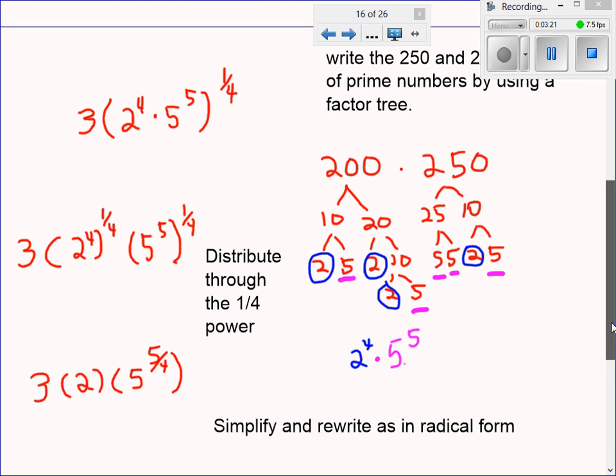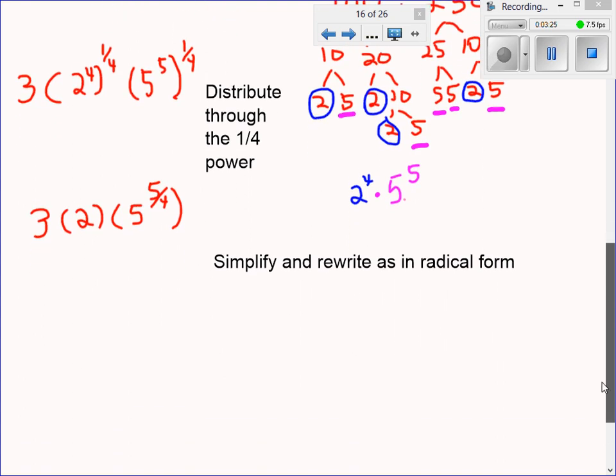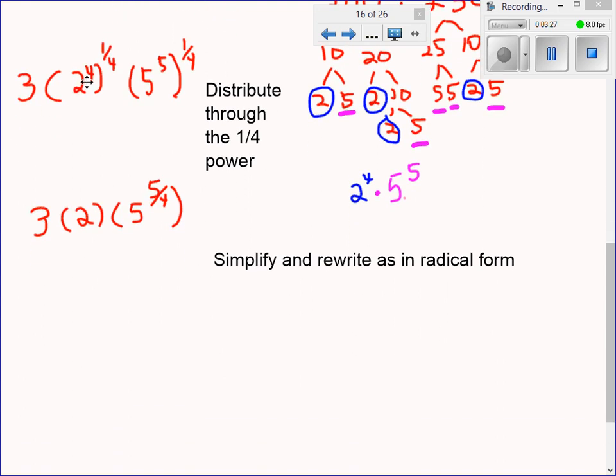Next, we're just going to simplify and write in radical form like we've been doing in class. So 2 to the 4th to the 1/4 power, by the power property, is simply just 2. 2 to the 4 over 4 reduces down to 2 to the 1st. Using the power property again, we have 5 to the 5th to the 1/4 power is 5 times 1/4, or 5 to the 5/4 power. So again, that's just simplifying using the power property.